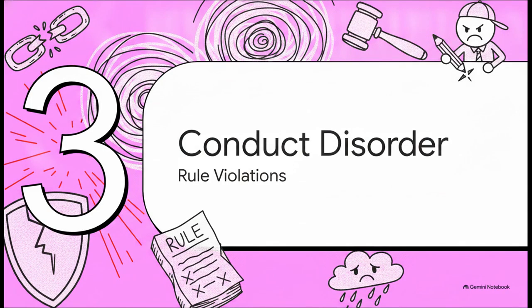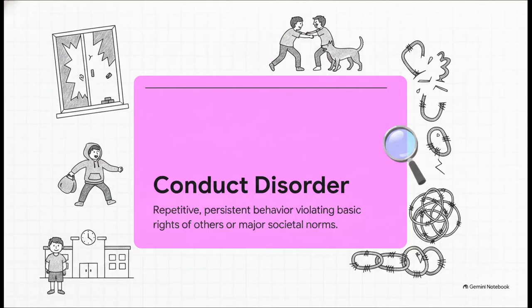Let's turn to Section 3, Navigating Conduct Disorder, Understanding Rule Violations. Conduct disorder is defined as a repetitive, persistent pattern of behavior that actively violates the basic rights of others or major age-appropriate societal norms. We are definitely not talking about standard childhood rebellion or testing boundaries here. We're talking about serious symptom categories: aggression to people or animals, destruction of property, deceitfulness, and severe rule violations like truancy, specifically occurring before age 13.